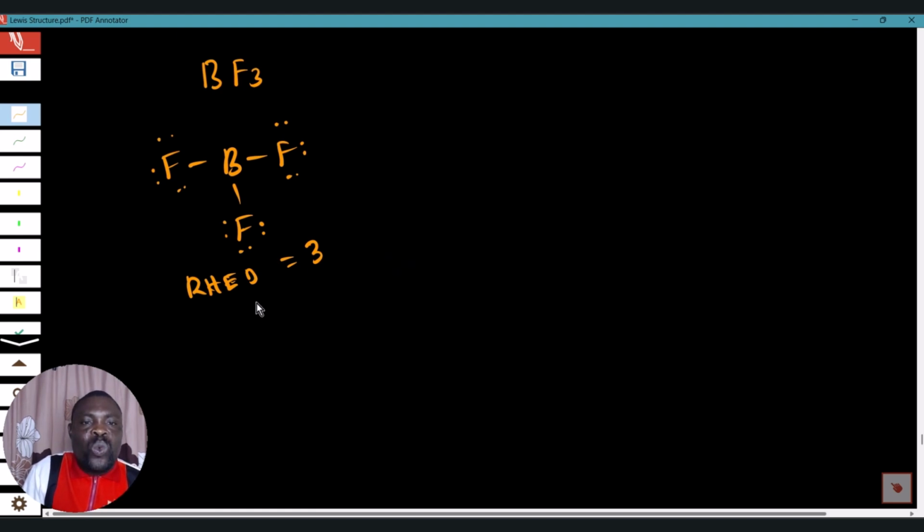So I will get 1 in S. S will give me 1. 1 from 3, remain 2. P can give me a maximum of 3, but I need 2. So I will get 2 from P. So we have the region of high electron density to be 3. So 1 will be S, and then the remaining 2 will be what? P. So this is sp2 hybridized.